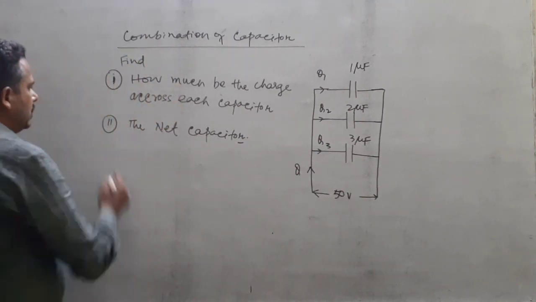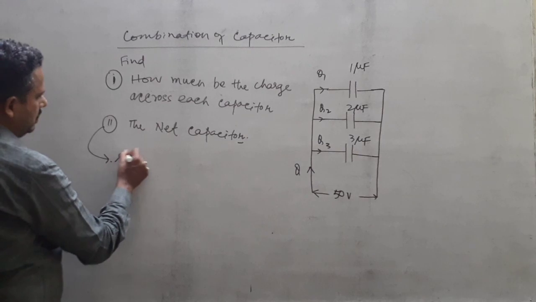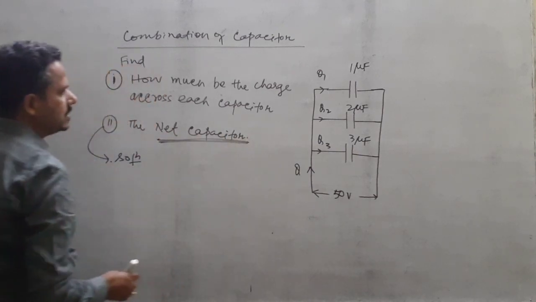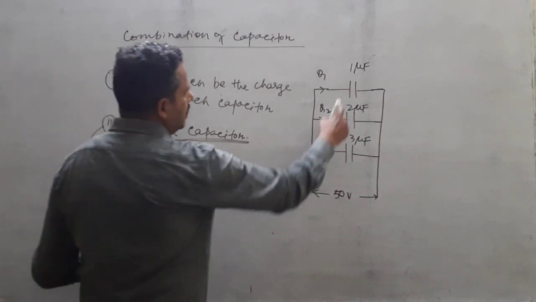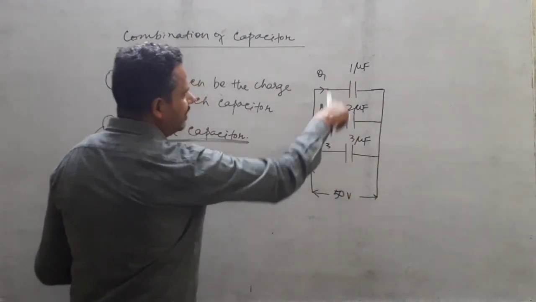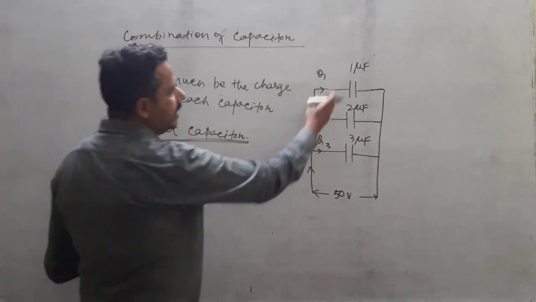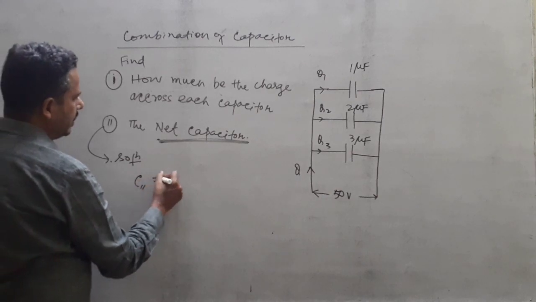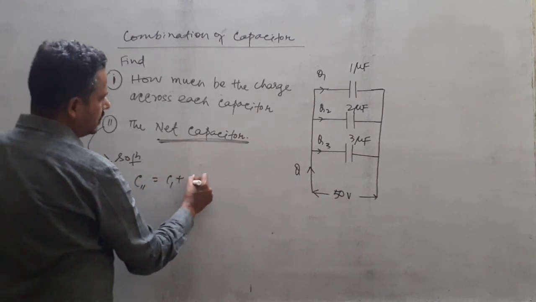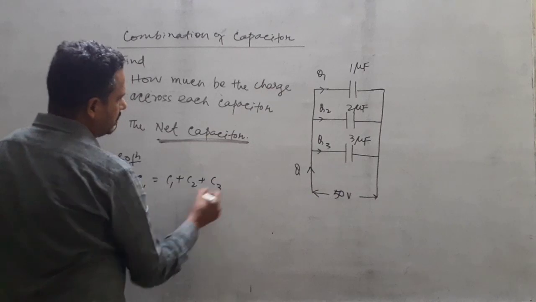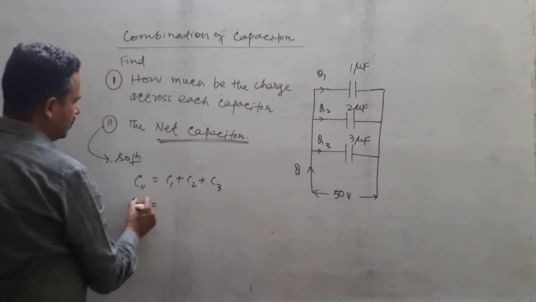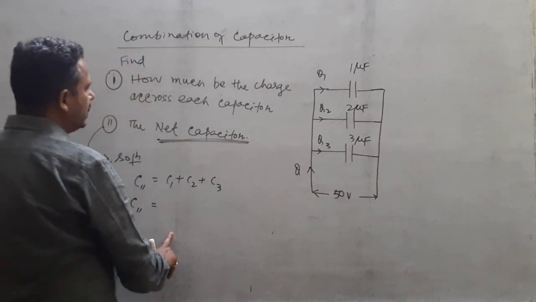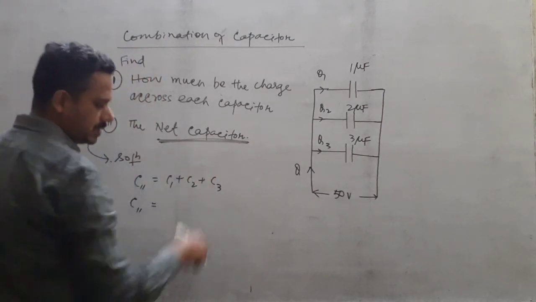So first find the net capacitance of all these three capacitors connected in parallel. Your parallel combination C parallel will directly be C1 plus C2 plus C3. C parallel is equal to how much? Because you have to find the net capacitance.